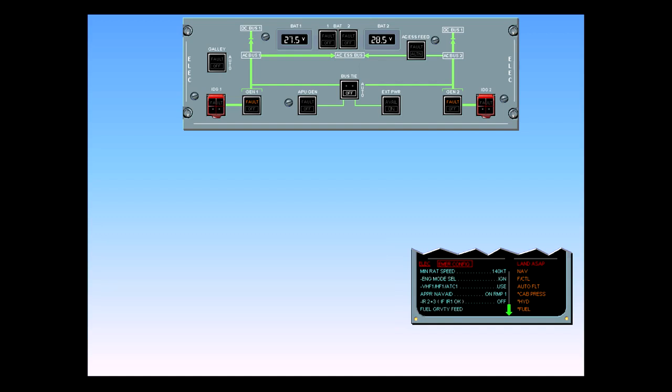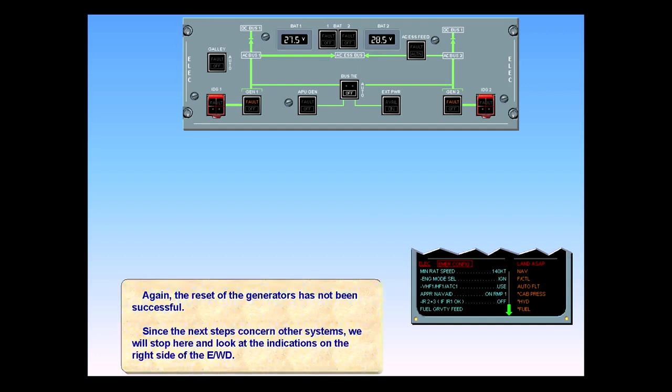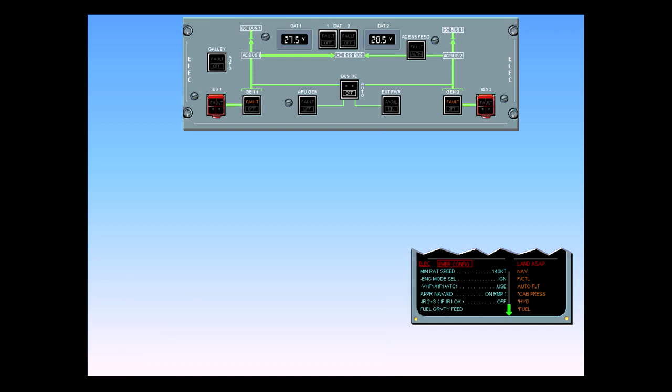Again, the reset of the generators has not been successful. Since the next steps concern other systems, we will stop here and look at the indications on the right side of the EWD. Notice the amber nav, flight control, and auto-flight system titles. These systems are also affected by the failure. Their related procedures are stacked after the current one and will appear with the completion of the emergency configuration procedure.